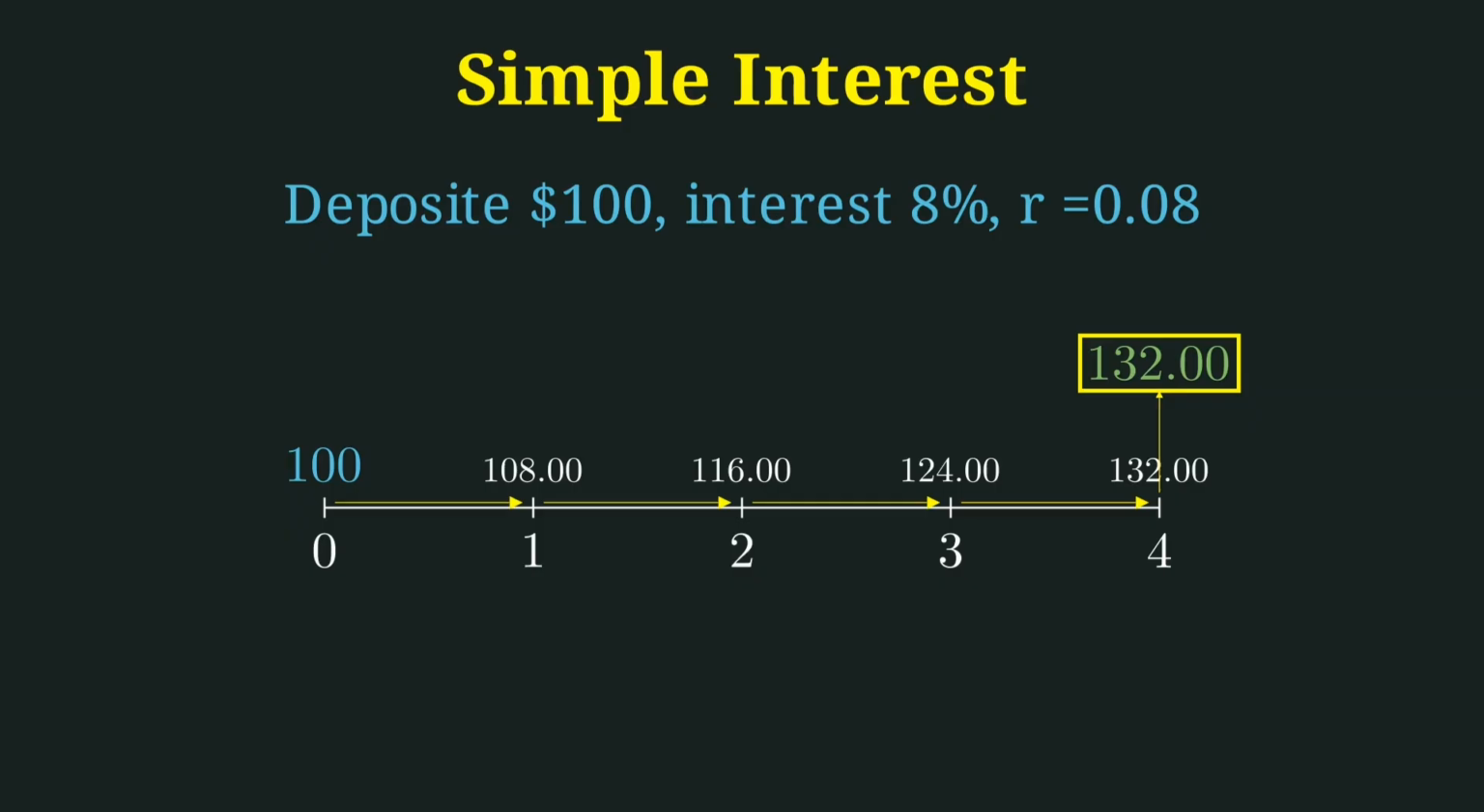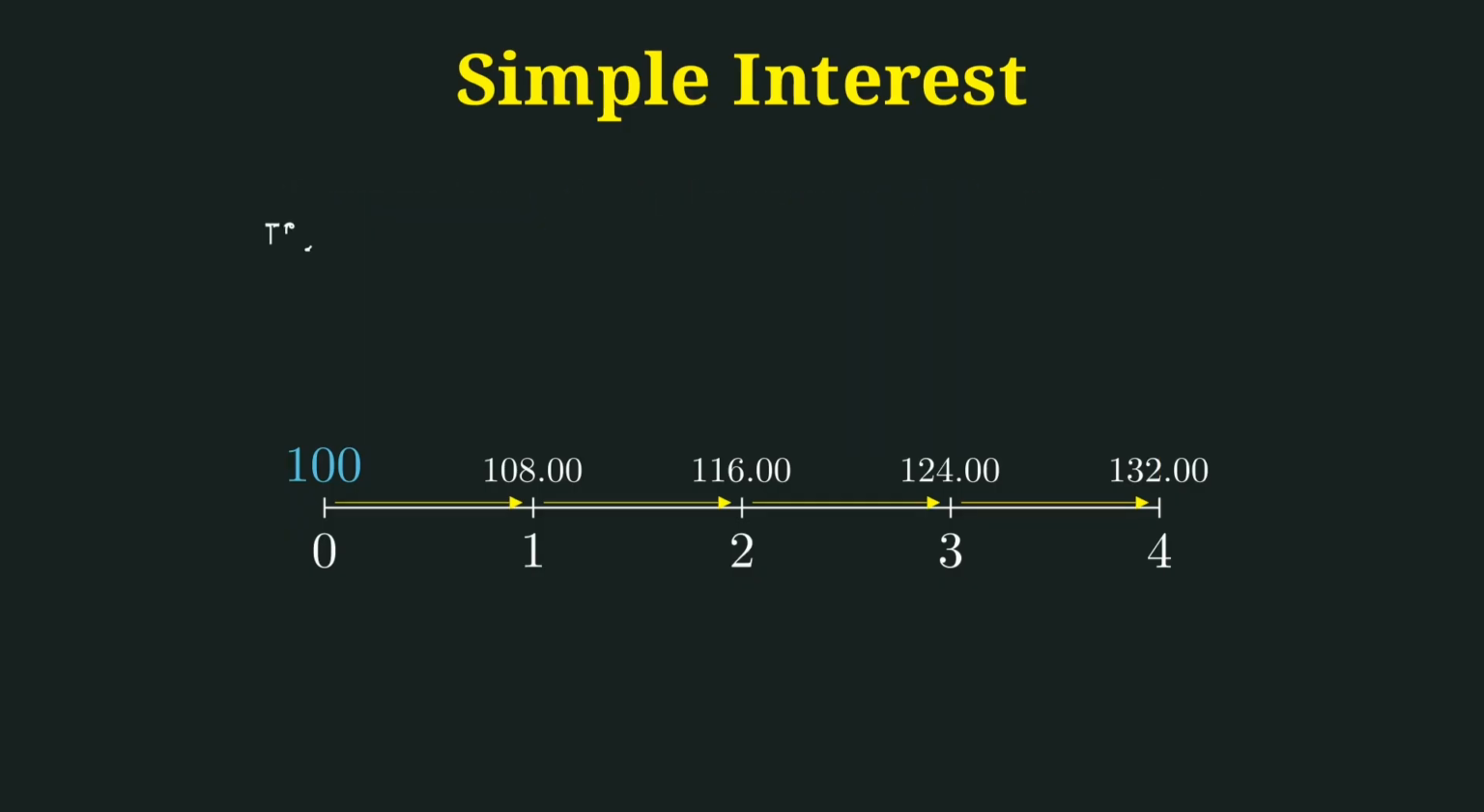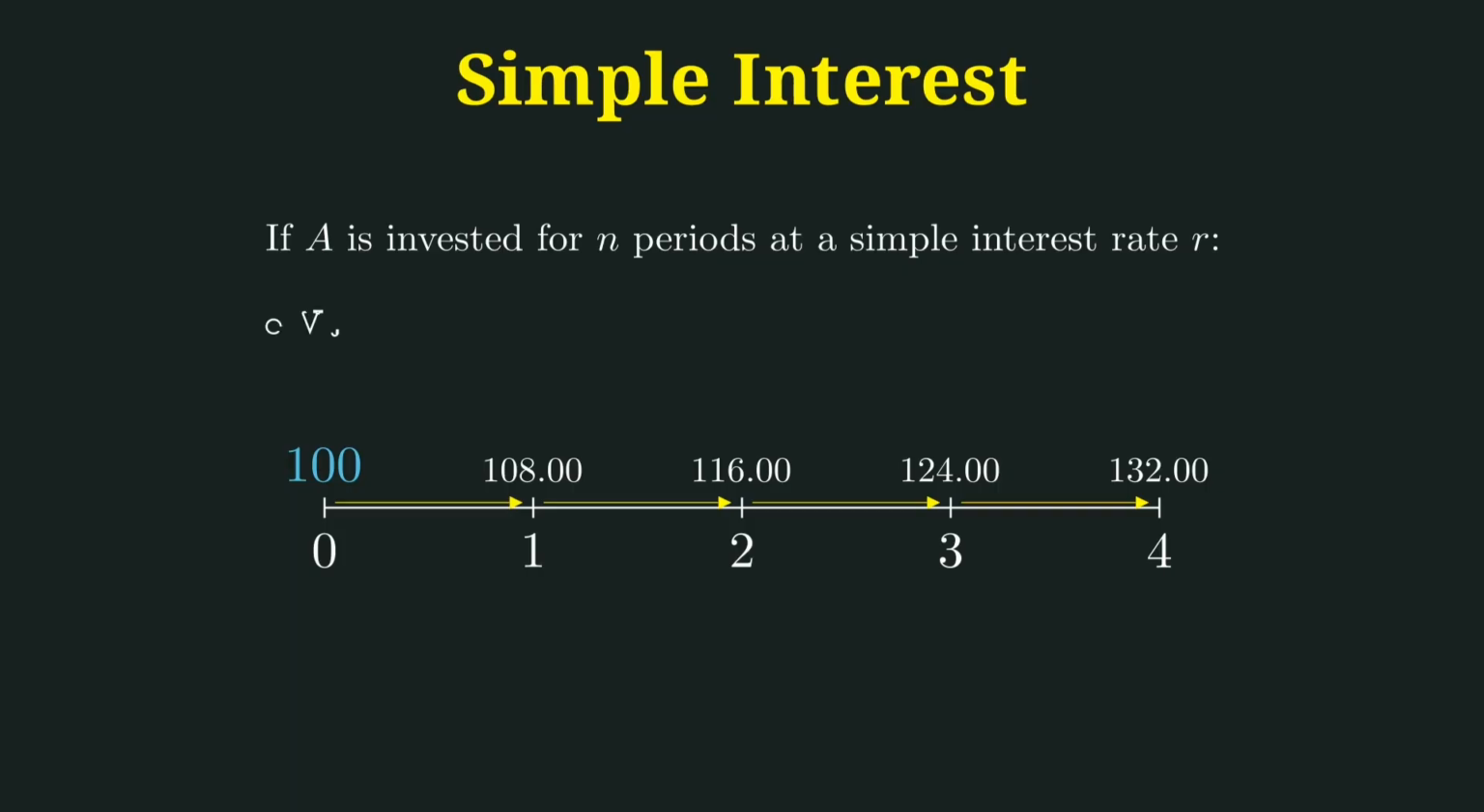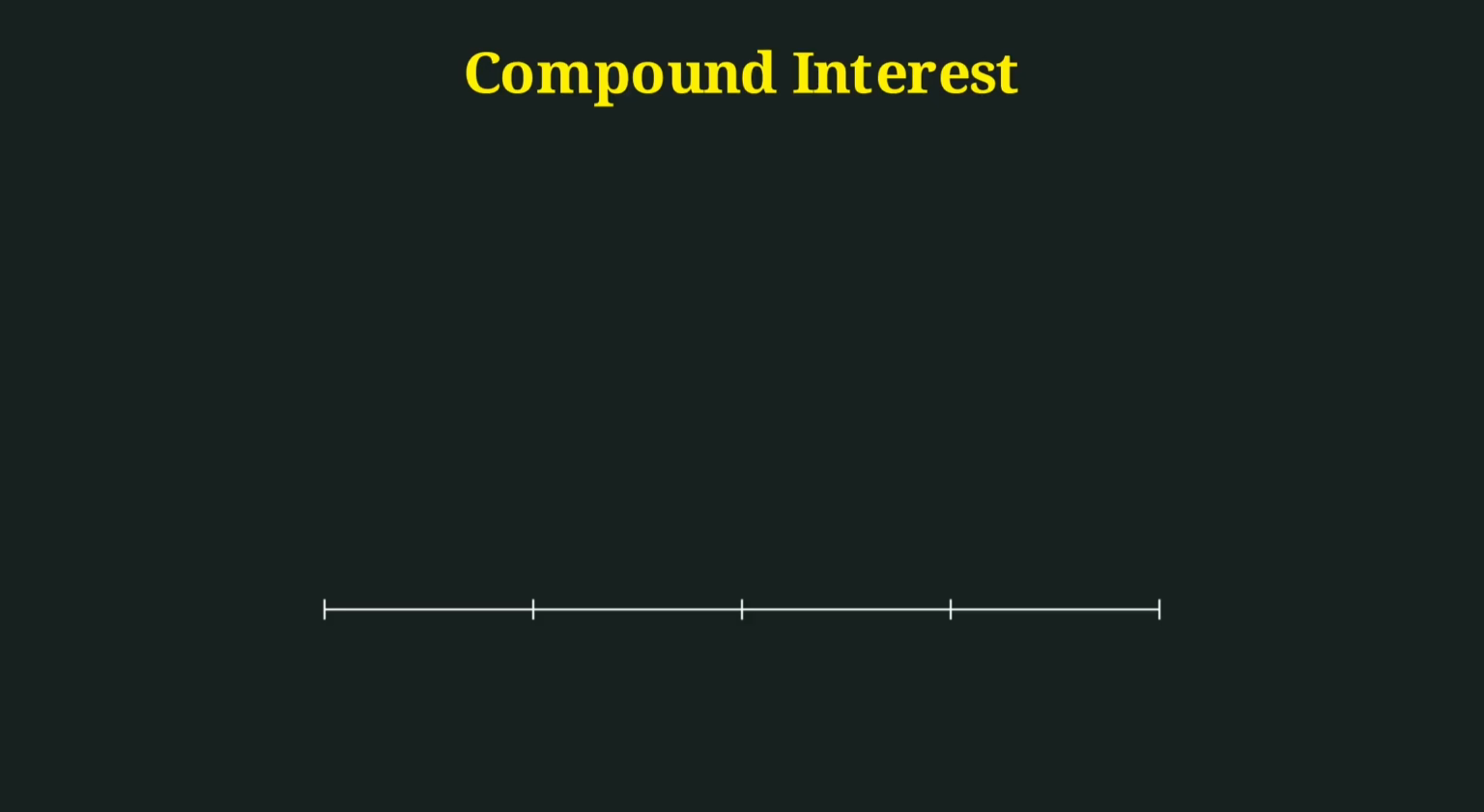So generally, we can define the simple interest rate as: if A is invested for any period with simple interest of R, the value at maturity or at final time becomes A multiplied by 1 plus R. The other thing is about compound interest.